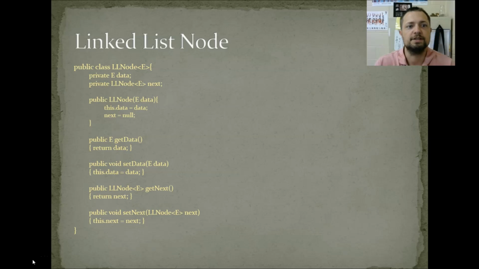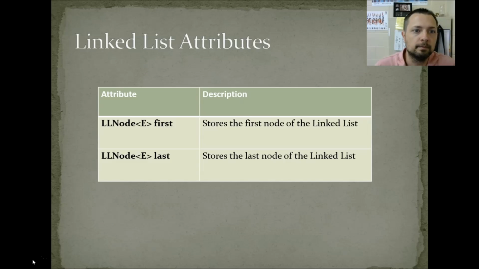Here, real quick, this is just the code that I'm going to be giving you for list node. Private data. And like I said, a list node is actually going to store the next list node, which seems a little bit weird, having a list node store a list node. Then we have our constructors, our accessors, and our mutators, and that's about it. A linked list will have two attributes. It'll have a list node first and a list node last.